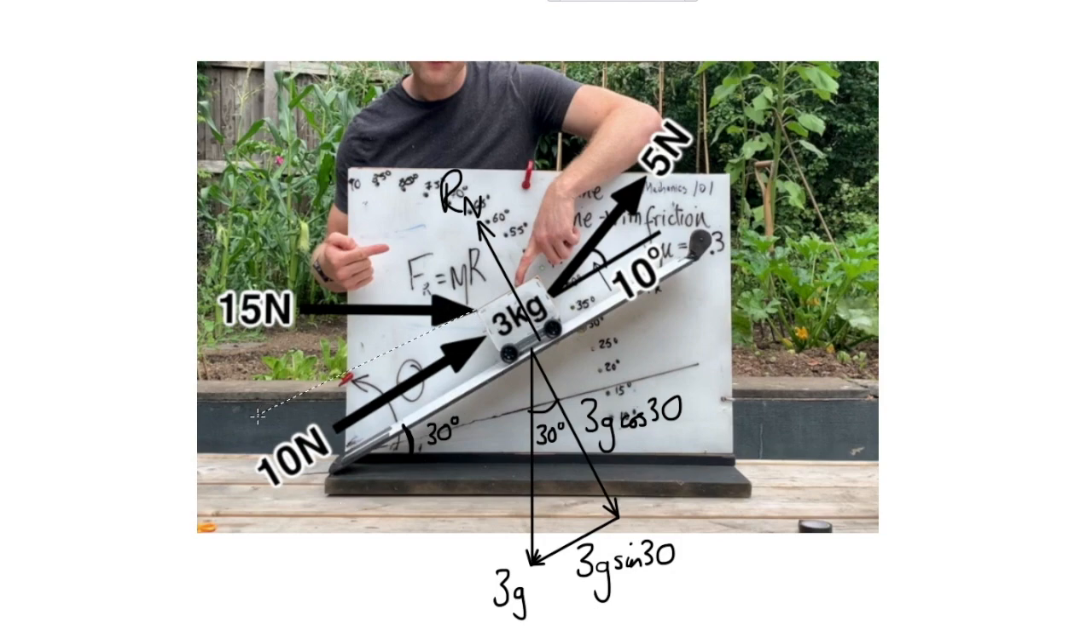Now if I draw a line which is parallel to the slope, hopefully you'll see that because this 15 Newtons is parallel to the base, then this angle here must be 30 degrees as well because of Z angles. So we have a big Z here, and this, because it's horizontal, must be at 30 degrees to the surface of the slope.